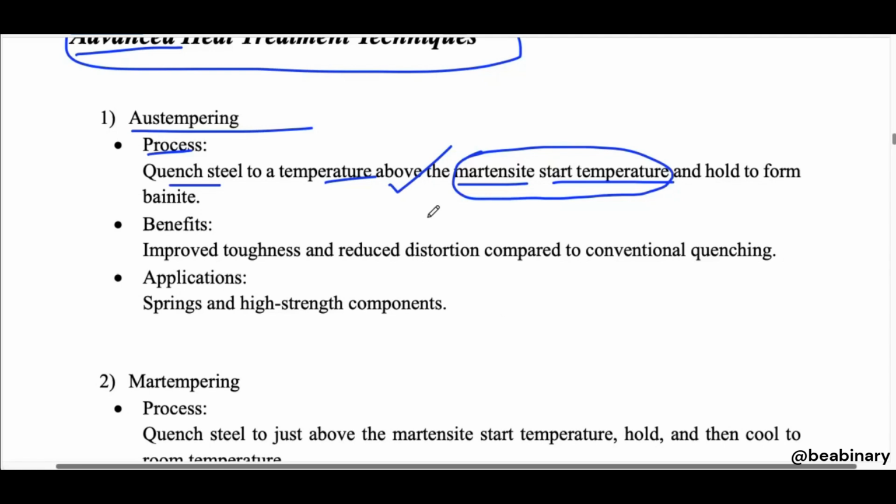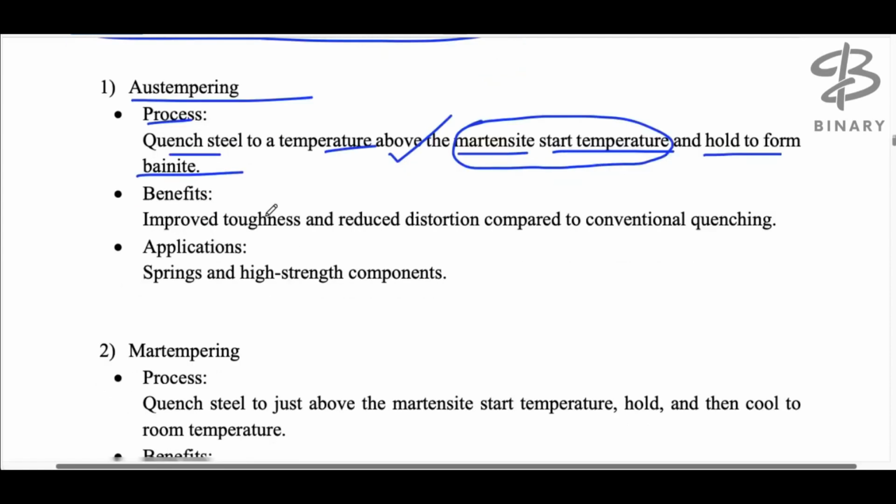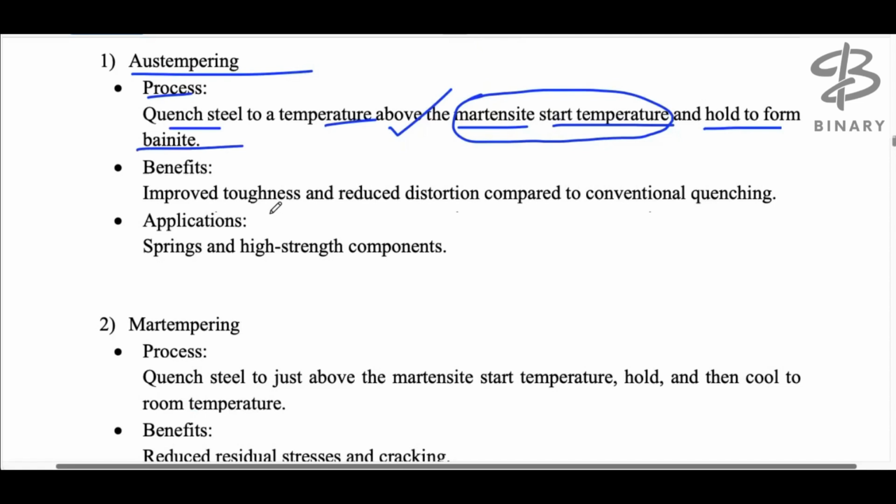We just need to provide heat to the steel above the martensite start temperature, and then we need to drop it into water or oil, or very high speed and low temperature air. Any of them we can use to cool it. Okay, and hold to form bainite. So here what we are getting is bainite being produced.